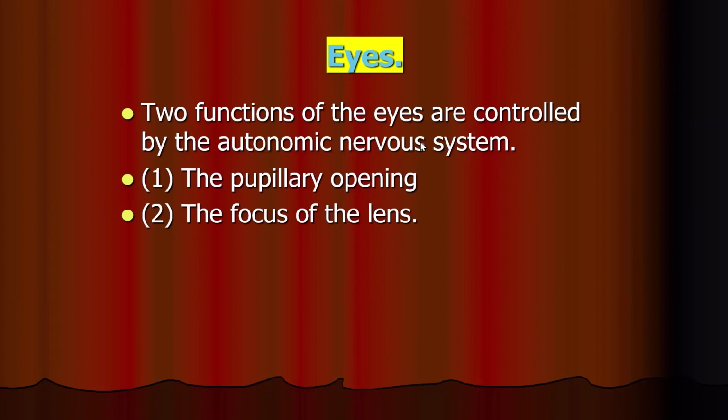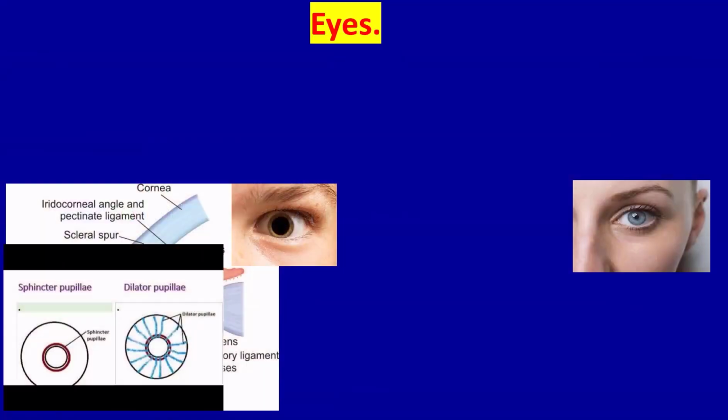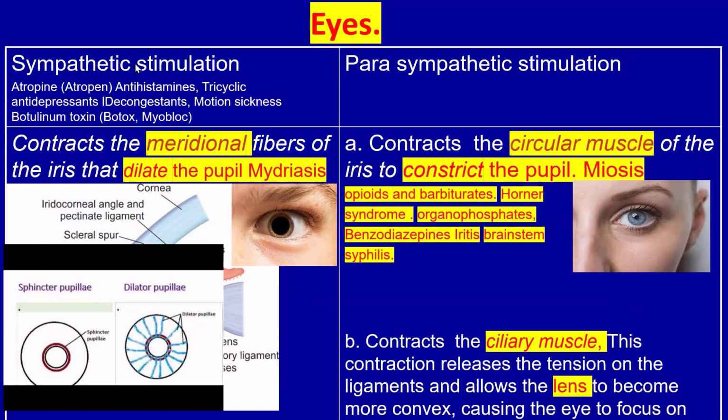Effects on the eye. Two functions of the eye are controlled by the autonomic nervous system. The eye performs multiple actions, but two functions are controlled. One is the pupillary opening and the other is the focus of the lens. So these two functions are controlled by the autonomic nervous system. Here, what happens in sympathetic stimulation, and what are the effects on the eye in parasympathetic stimulation?